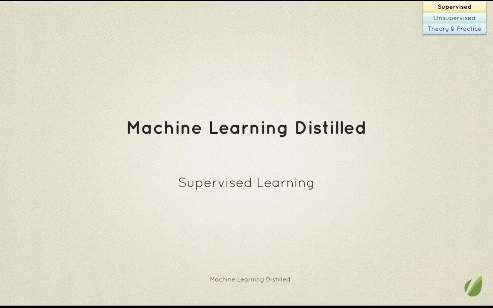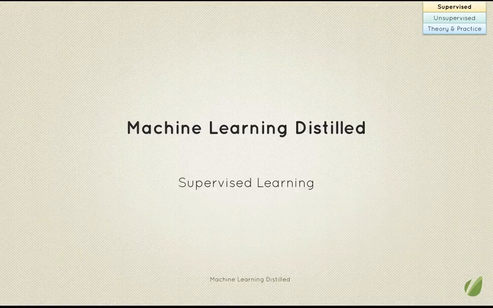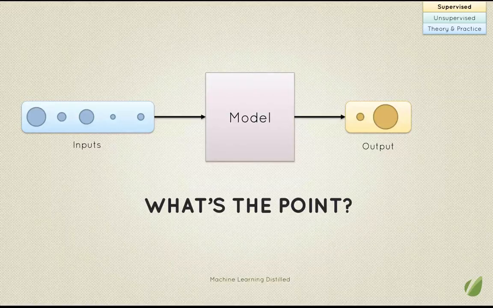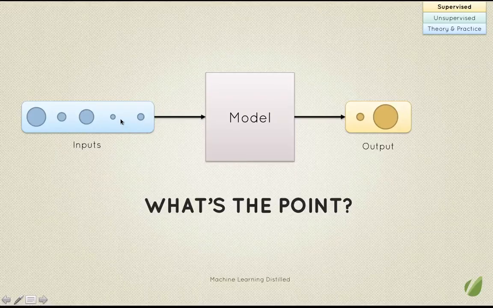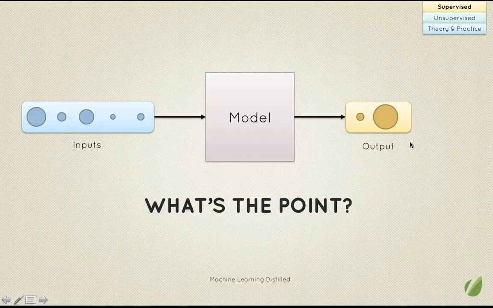In this lesson, we're going to be introducing supervised learning. What is it, and how do we often do it? First, what's the point? What is it that supervised learning really does? This is it visually. Supervised learning takes some inputs, puts them through a model that we've created through a learning process, and the result is some outputs.